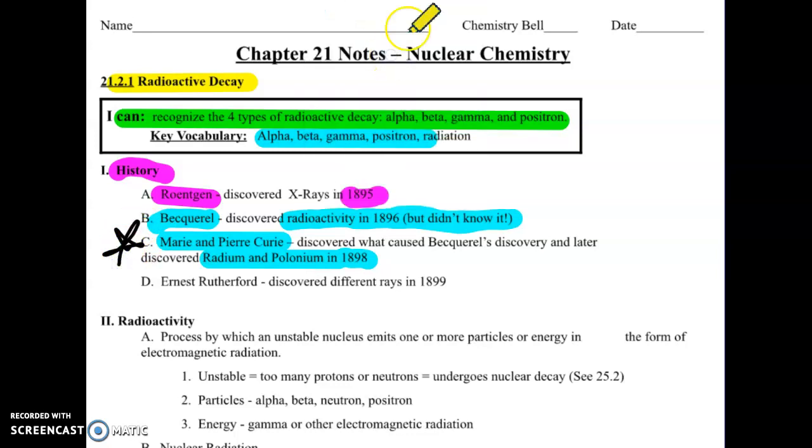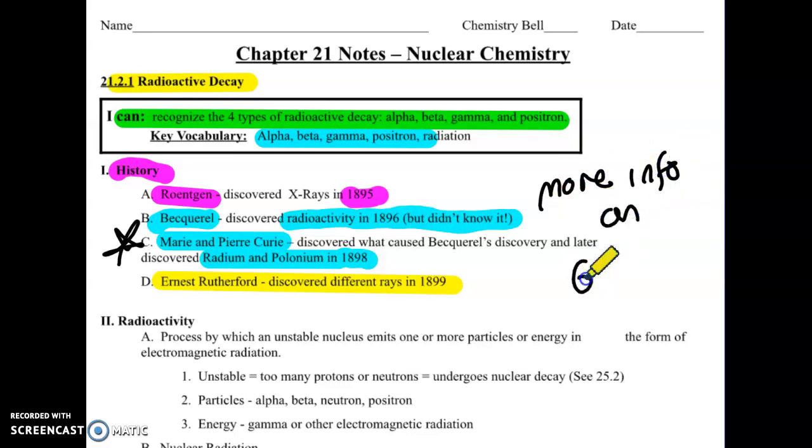And we also have our old friend Ernest Rutherford. He discovered different rays in 1899. Remember in Chapter 3, he studied the alpha particles and helped discover the nucleus. So he was also a big figure in the nuclear chemistry world. That's just a brief history. There is more info on Google Classroom.